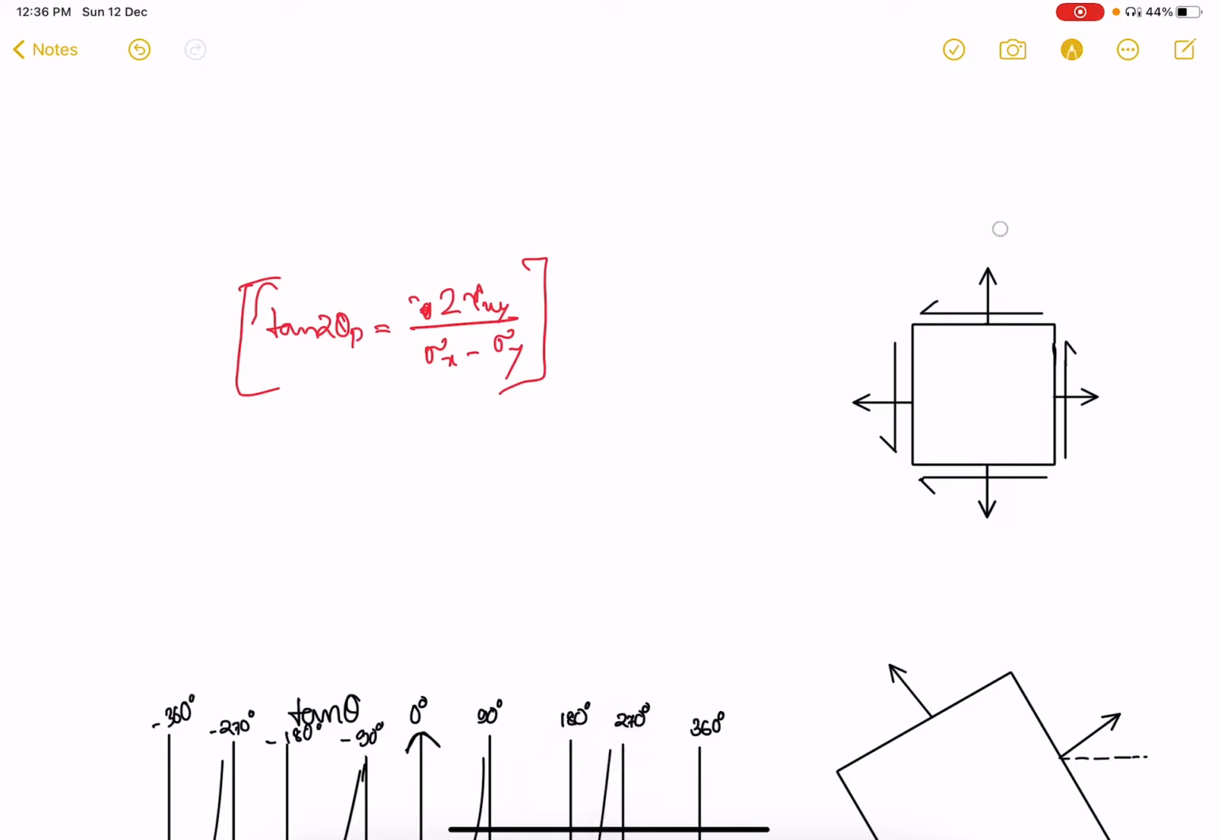Now again, here this is sigma y, sigma x, or this is tau xy. Above, this should be in this direction. Here tau xy, minus.